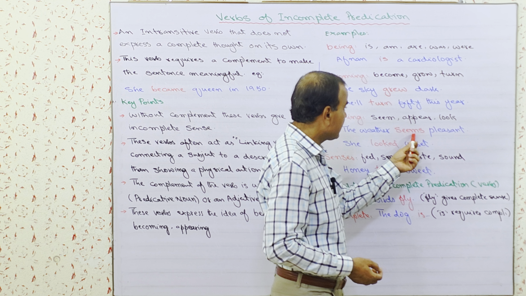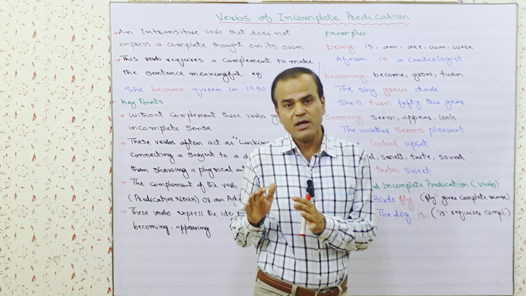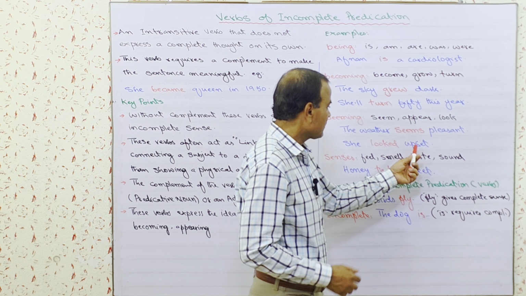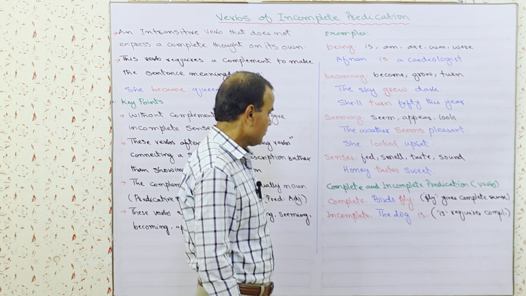She looked upset means apparently her status or her outlook or her being or her appearance was upset. And here looked is used as a verb of incomplete predication, and upset is its complement. If I remove the word upset, it will be incomplete.